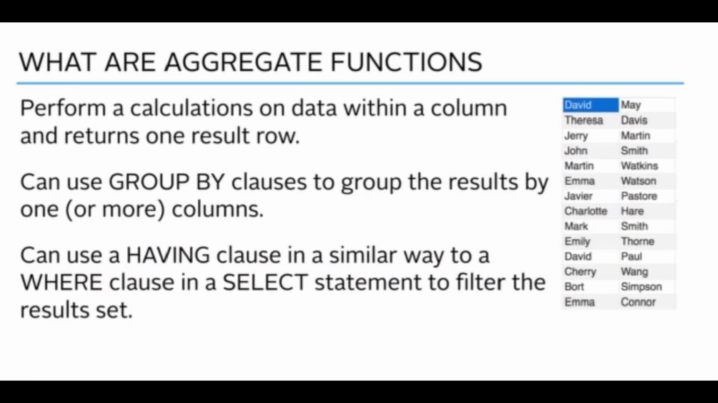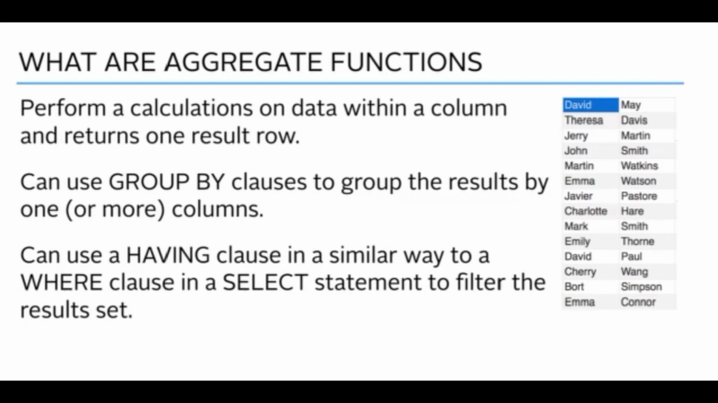Perform a calculation on data within a column and it returns just one result row. So you can see on the right hand side we have customer first and last name from our customers table, and you can see when we select star from the customers table it returns multiple rows, so it returns all the customers within our table. But if we were to perform an aggregate function on this table, it would perform a calculation on these columns and just return one row.